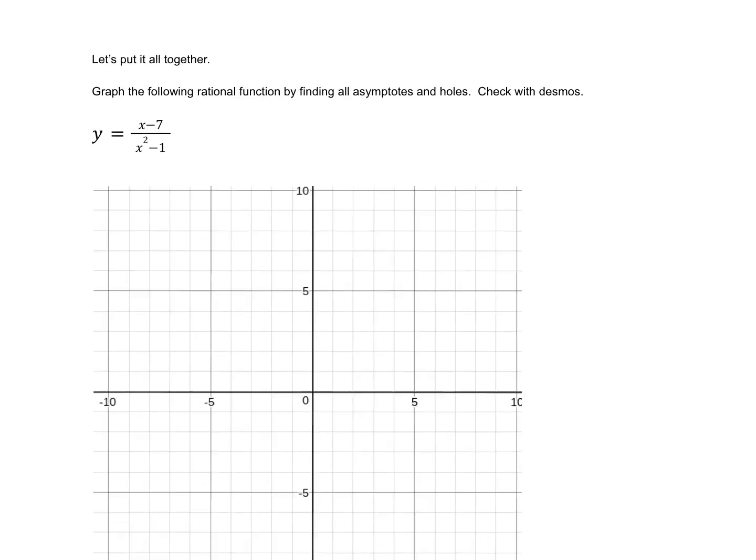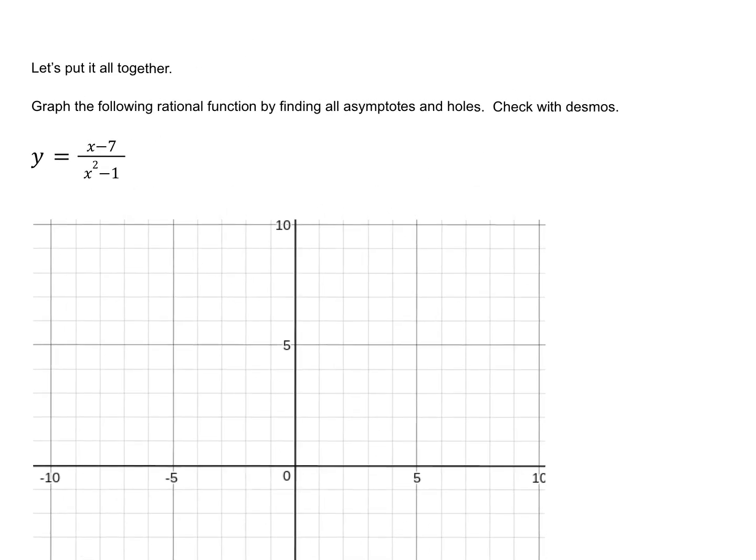So for our last example, we are going to put this all together and we are going to graph a rational function by finding all of its asymptotes and holes. And then once we have it graphed, you can check that with Desmos. So we have y equals x minus 7 over x squared minus 1.